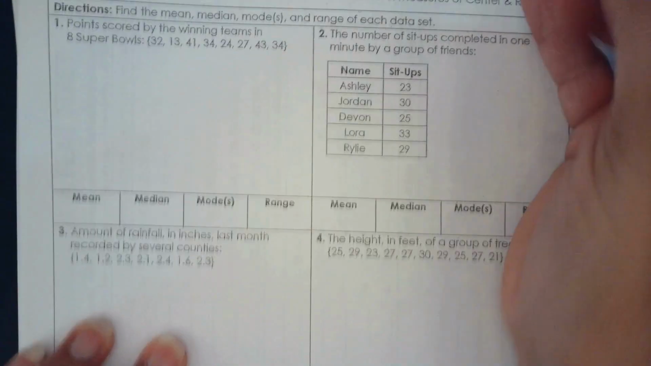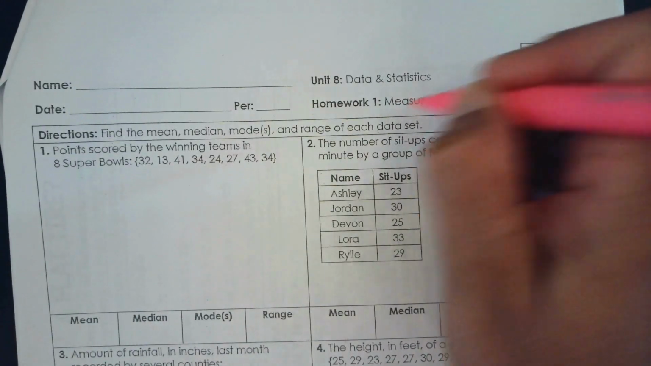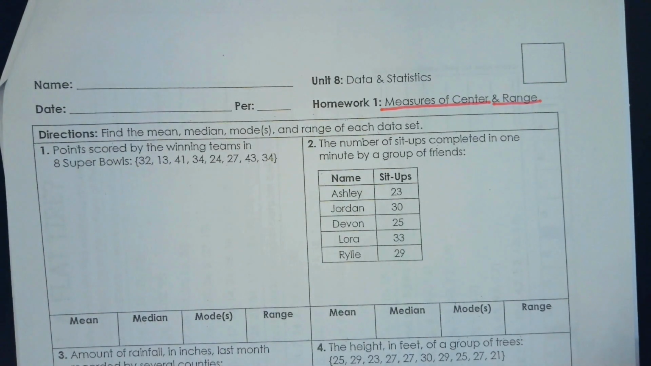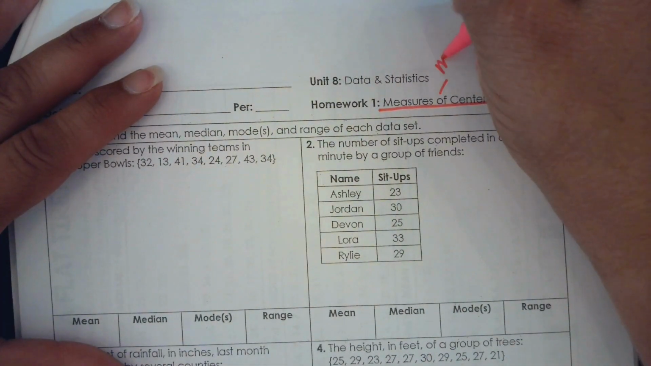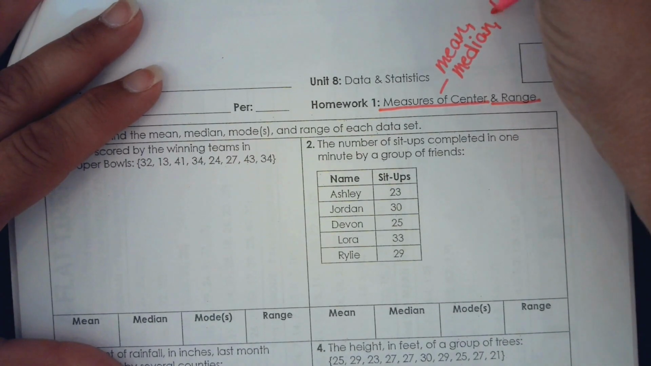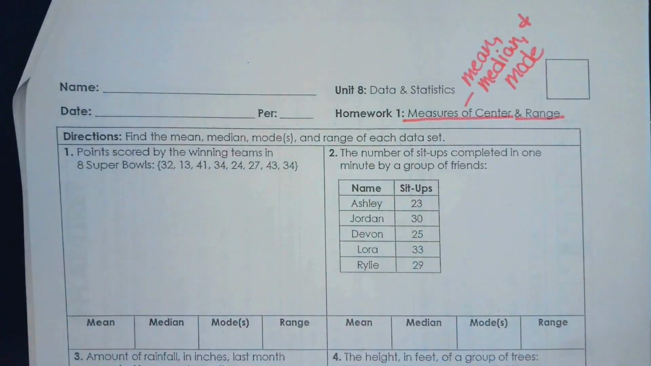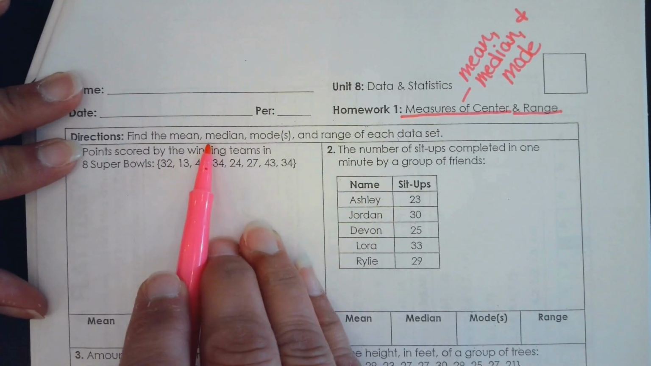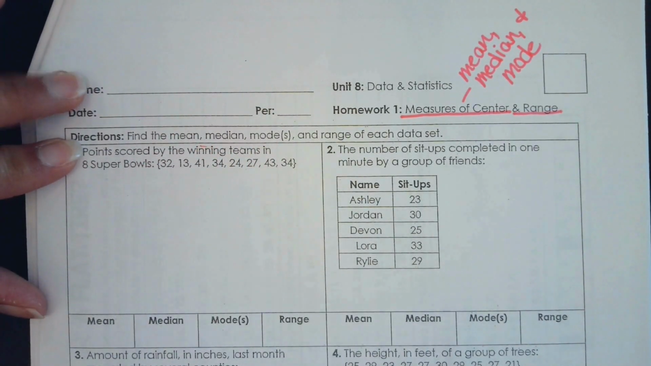Now, remember that your measures of center and range. Okay, so your measures of center are your mean, median, and mode. The 3 M's are what constitute your measures of center. Okay? So here it tells me to find the mean, median, mode, and range of each data set.